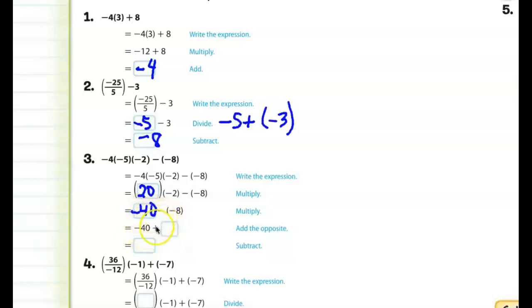Negative 40 plus, what is the opposite of negative 8? Go ahead and write that down for me. The opposite is positive 8. Okay, so now our equation is negative 40 plus positive 8. So is my answer going to be negative or positive? Which one of these has the greatest absolute value? Go ahead and solve that. The answer will be negative. And 40 minus 8 is actually 32. So the answer will be negative 32. So you kind of get the gist, very patiently going from step to step.